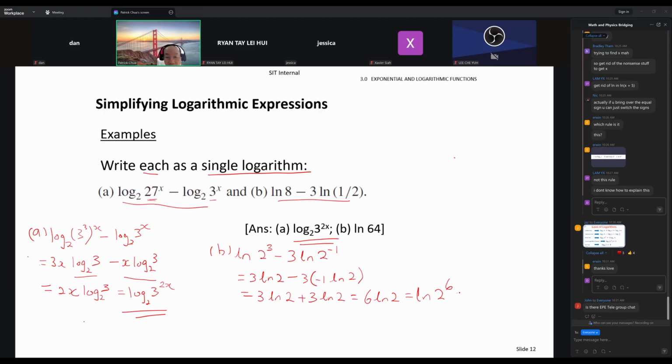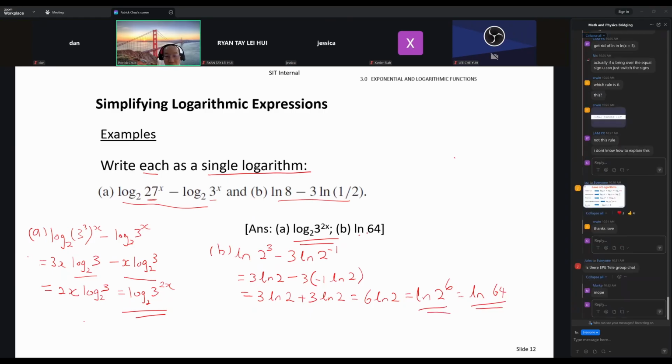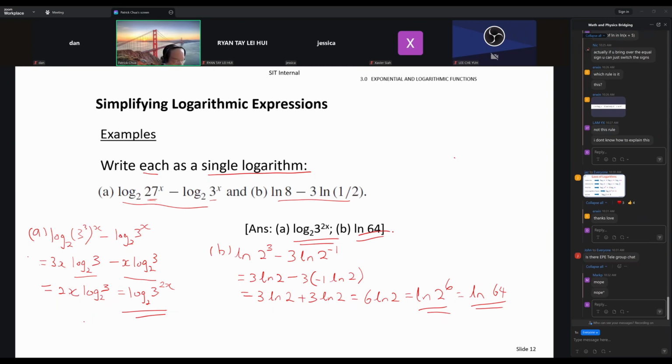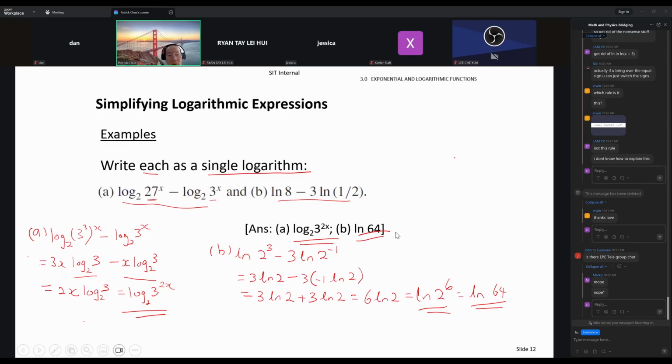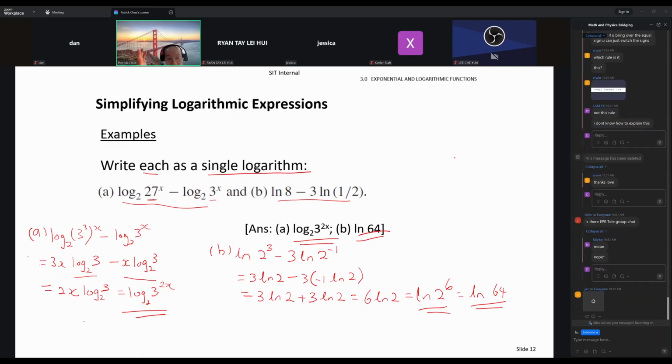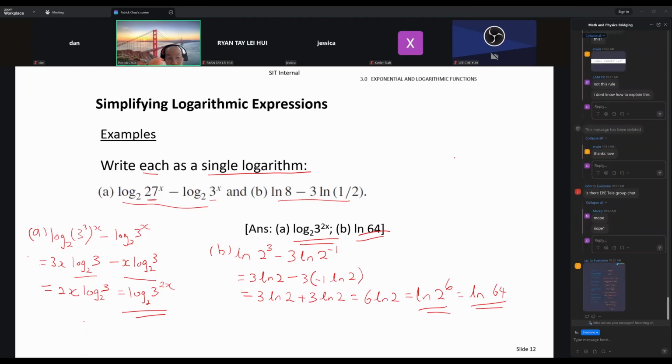And okay, if you like, I can go to the next step, where 2 to the power of 6 is 64. So I can put in this form or this form, it is fine. Either form, right? Log 64. Because they are already a single logarithm. So that's how you manipulate logarithm functions which contain exponential functions to find what you want.